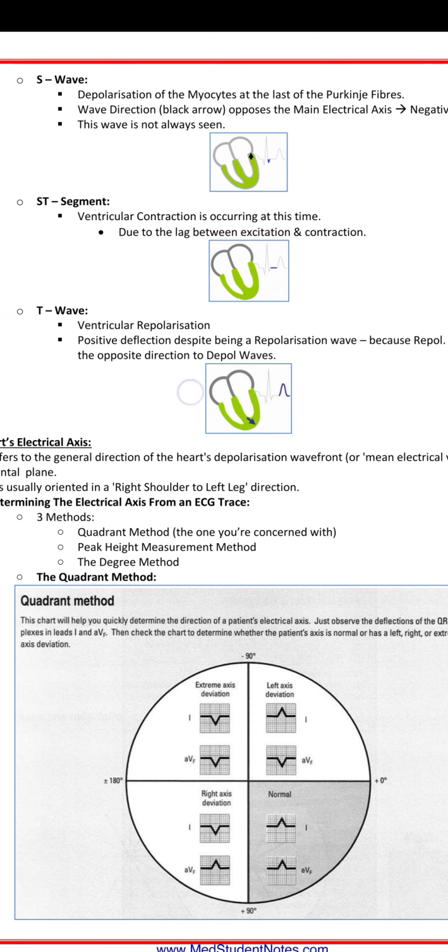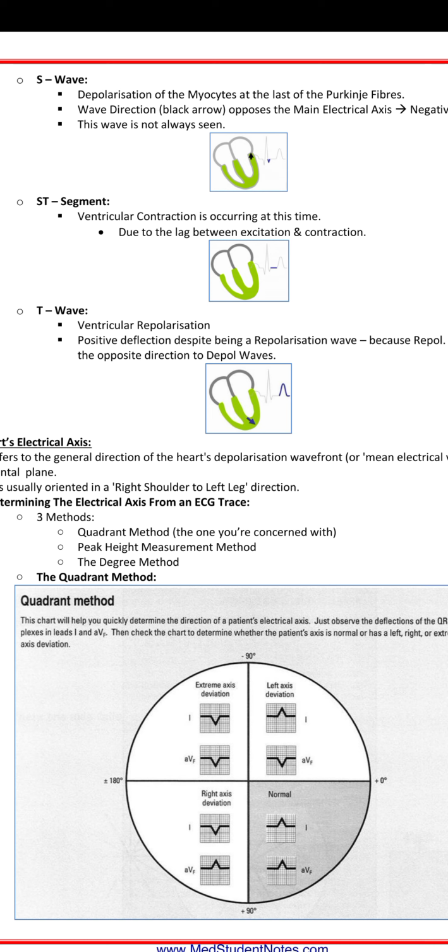After the S wave comes the ST segment. There are segments in between the waves: the PR segment and the ST segment. If you understand the PR segment, you can also understand the ST segment. The ST segment is due to ventricular contraction occurring at this time.